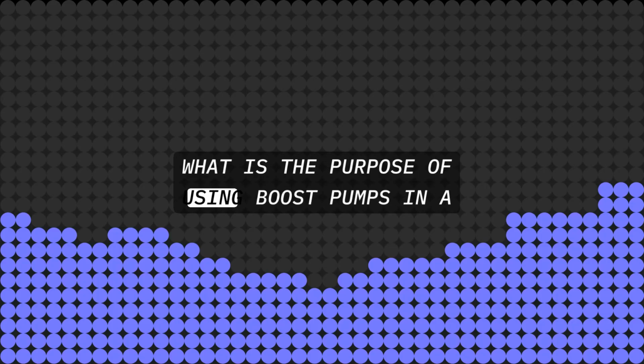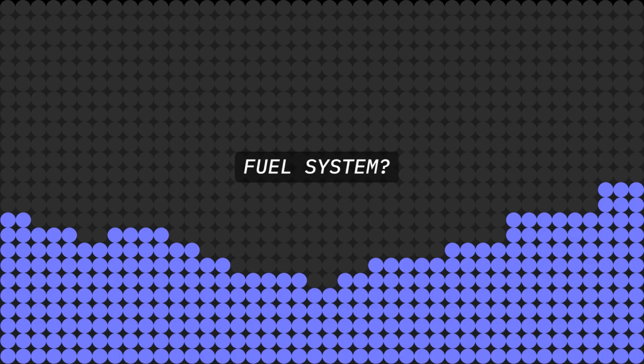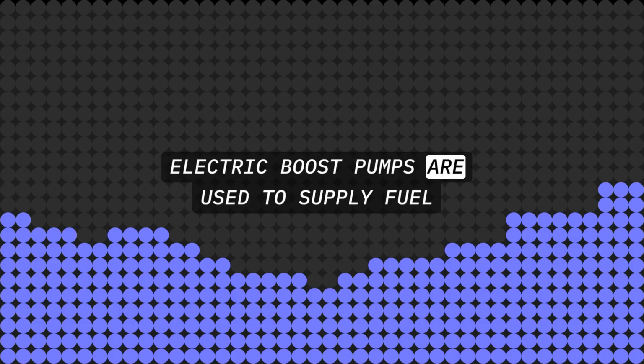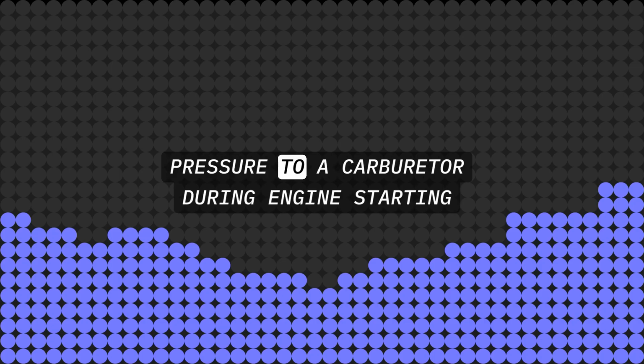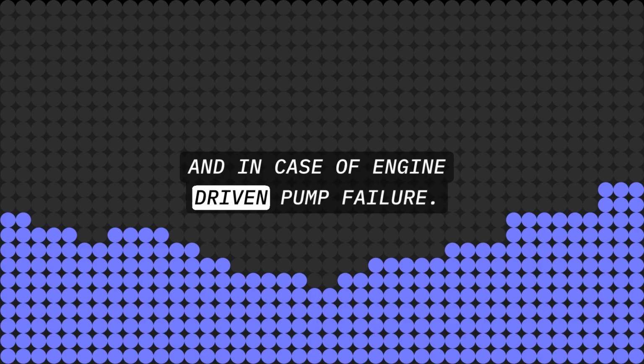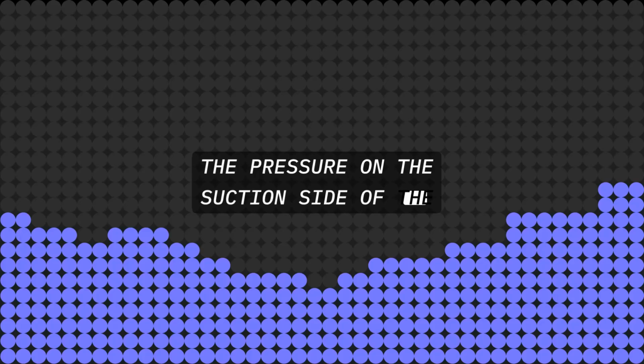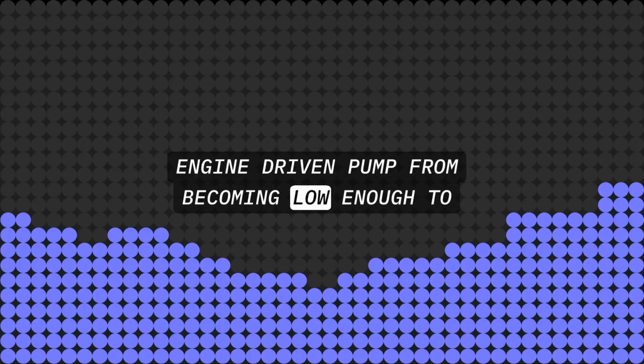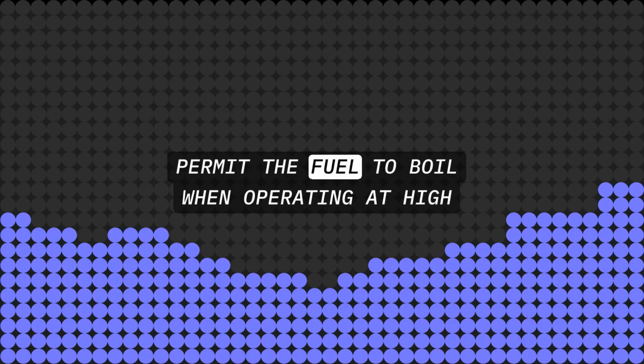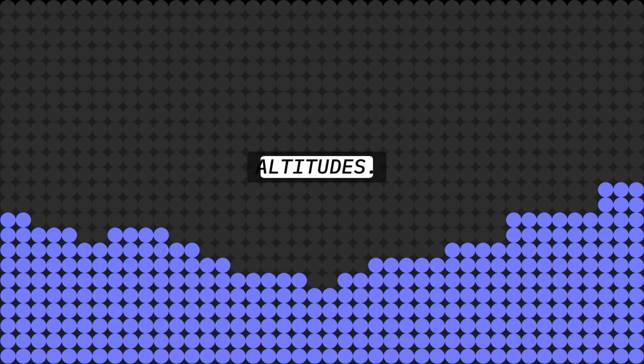What is the purpose of using boost pumps in a fuel system? Electric boost pumps are used to supply fuel pressure to a carburetor during engine starting and in case of engine-driven pump failure. However, a main function of a boost pump is to keep the pressure on the suction side of the engine-driven pump from becoming low enough to permit the fuel to boil when operating at high altitudes.